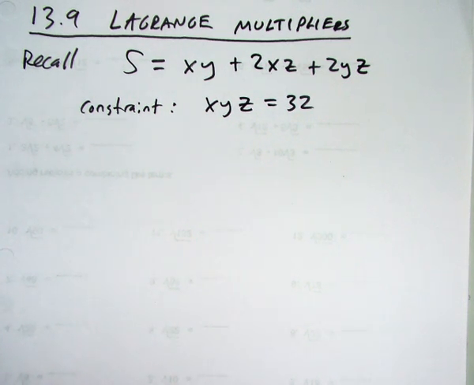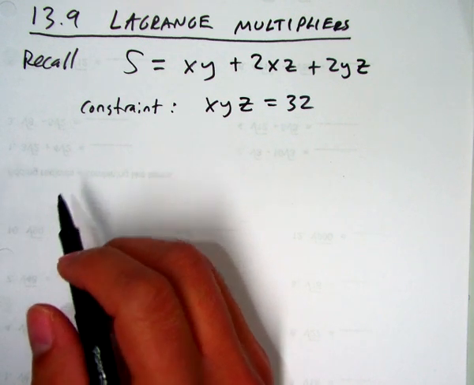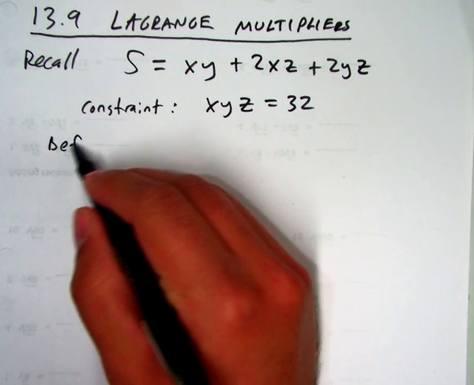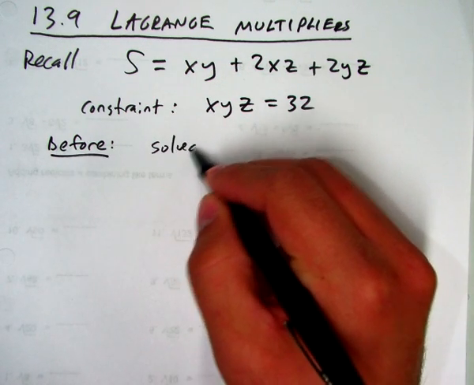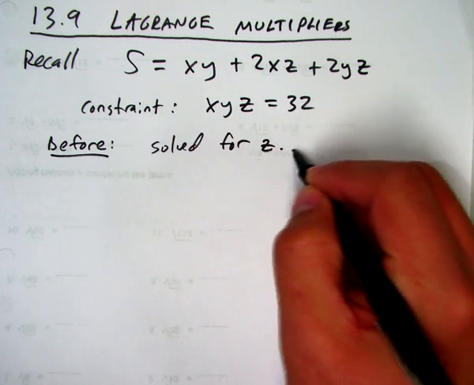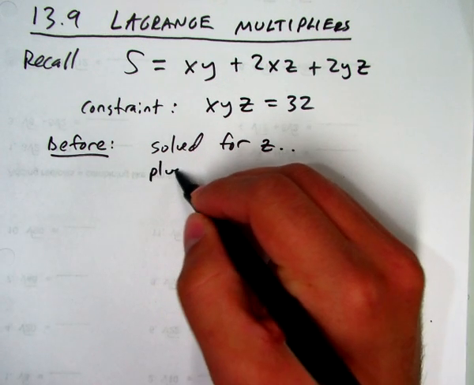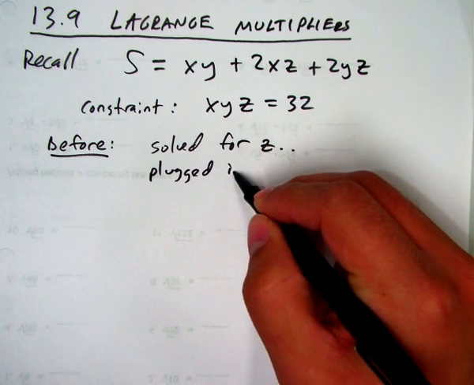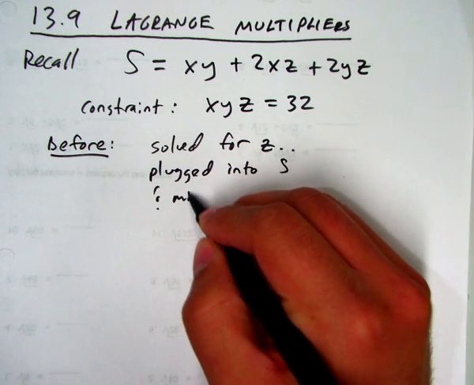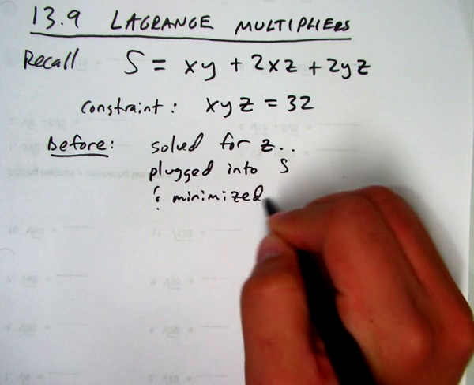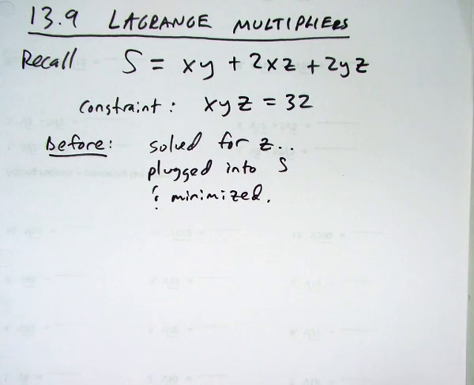So now what we did before, we just solved for z, plugged it into S, and minimized. So once we isolated z, we had a function in two variables, and we did the first partials, and so on and so forth. And everybody was happy.